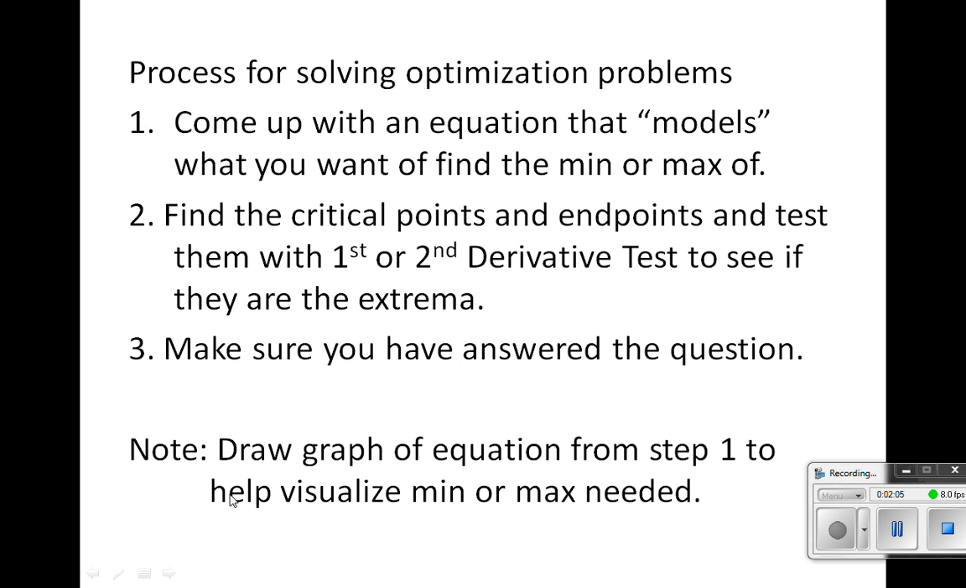And here at the bottom, I put in a little note. I highly suggest you draw a graph. Whatever the equation is in step 1, draw a picture of it so that you at least have a visual as to what to expect as the minimum or the maximum.